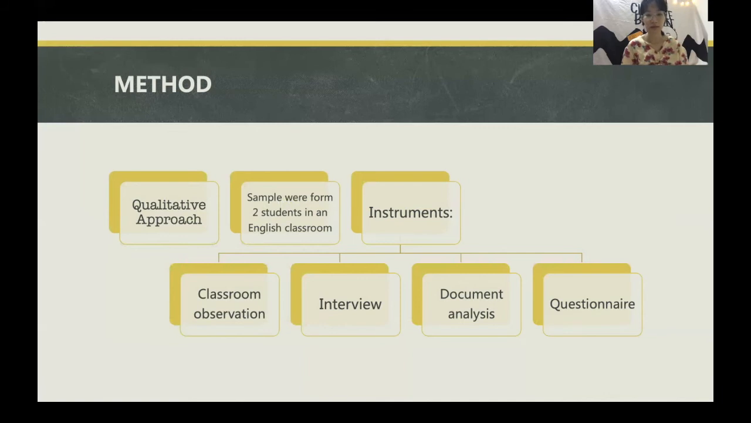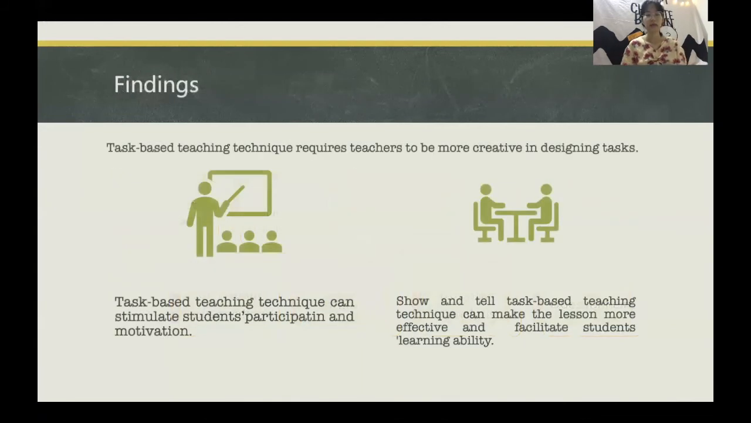The number one is classroom observation, interview, document analysis, questionnaire. So the most important is classroom observation. Next, from the action research, I found that task-based teaching technique can stimulate student participation and motivation, and task-based teaching technique can make the lesson more effective and facilitate students' learning ability.